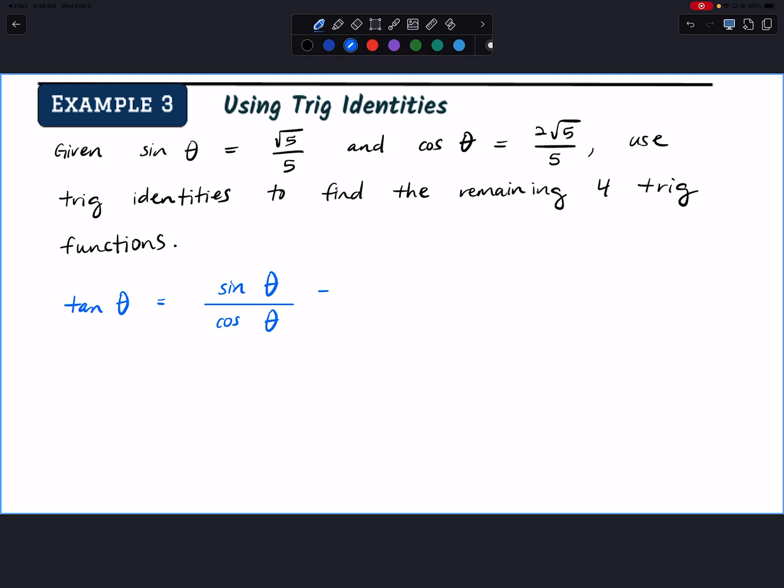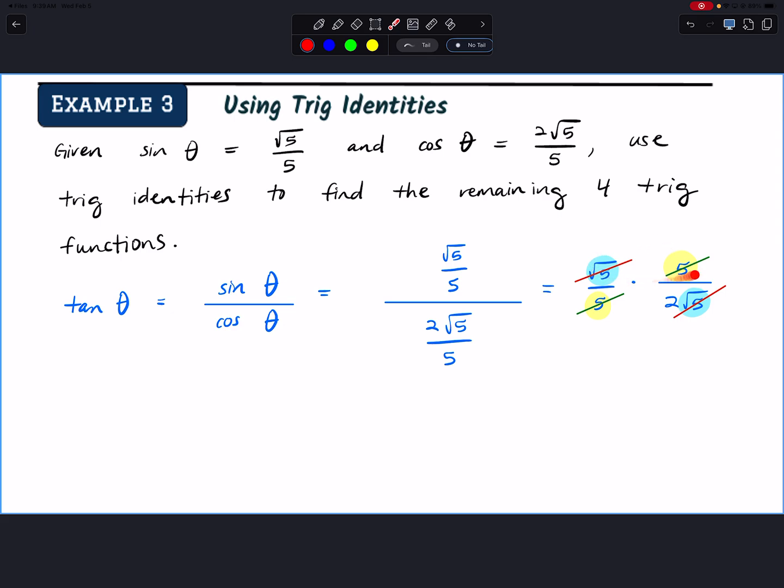So this equals, what is the sine of theta? So square root 5 over 5 divided by 2 square root 5 over 5. How do we divide fractions? Multiply by the reciprocal. So this becomes square root 5 over 5 times 5 over 2 radical 5. To make my life easier, I'm going to cross cancel. The root 5s, I have a root 5 on top, root 5 on the bottom, so those cancel. I have a 5 on top and a 5 on the bottom, so that cancels. So what's left on top? A 1. What's left on the bottom? A 2. So it's just 1/2.